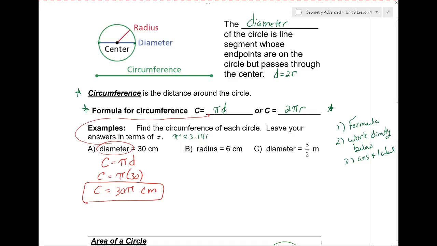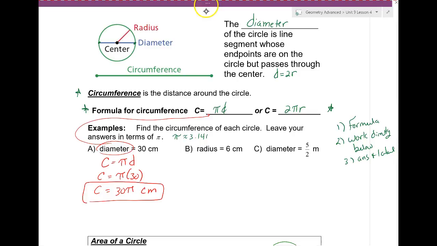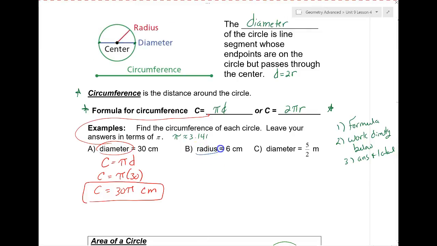Now the next one gives the radius. Well, obviously it makes sense to use this formula. Circumference is 2 pi times the radius. So I get 2 pi times 6. Well, you're multiplying together, so it doesn't matter what order you do. So I go 2 times 6, which is 12, and then pi comes along, and that would be centimeters. What do you guys think? Easy? Yeah, me too.